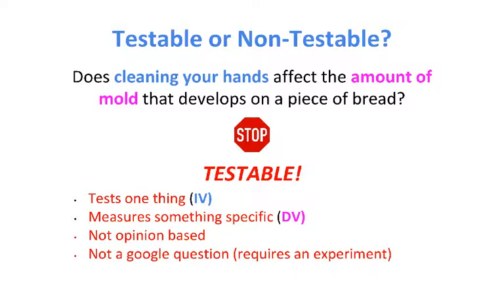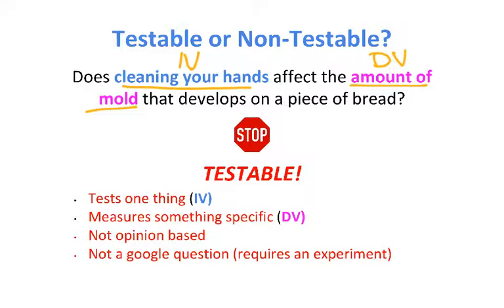Okay. This question is testable, right? It is a good testable question because we have an independent variable, cleaning your hands, right? And we're going to have one piece of bread that you washed your hands with soap and water, one piece of bread that you used hand sanitizer, one piece of bread that you didn't touch at all, and one piece of bread that you touched with dirty hands, right? So we do have something that we're purposely changing, right, that we're testing. And then we also have a dependent variable, something that we're measuring. And what we're going to measure at the end is the amount of mold that grows on each piece of bread, okay?